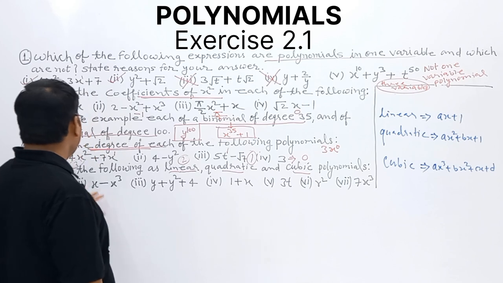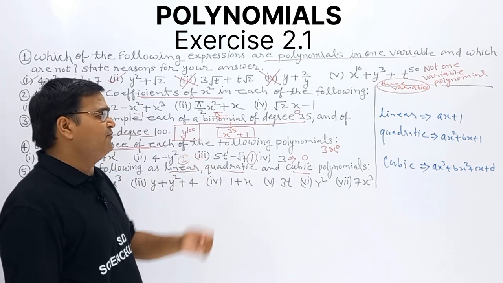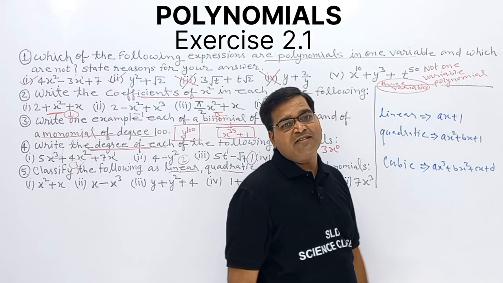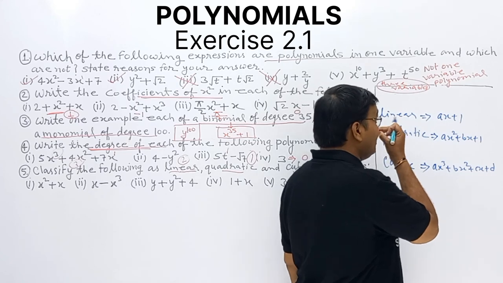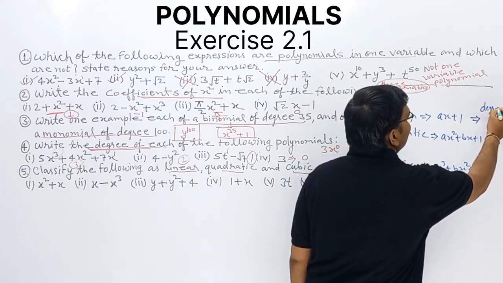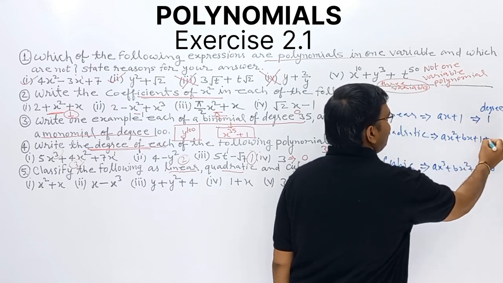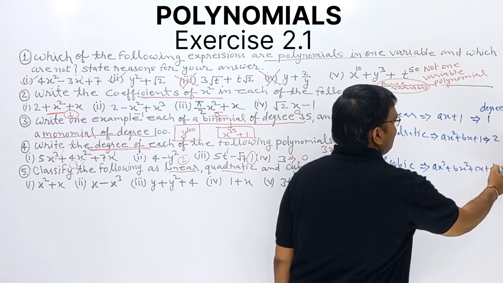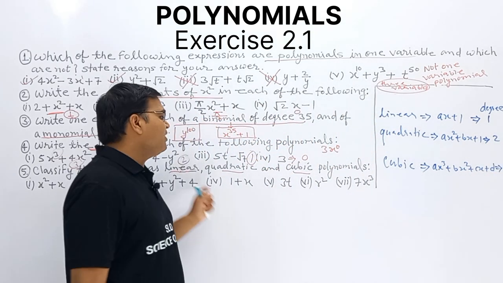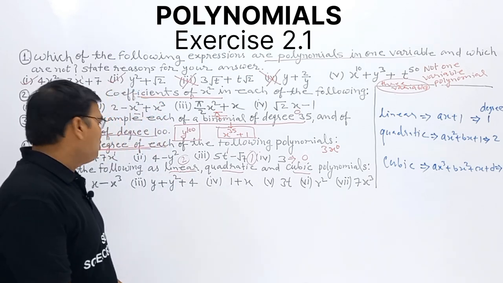Now what do we want? We want to identify which one will be linear, quadratic and cubic. So like this expression, what about its degree? Linear polynomials have degree 1, quadratic has degree 2, and cubic has degree 3. On the basis of the degree, we can identify linear, quadratic and cubic. Observe.